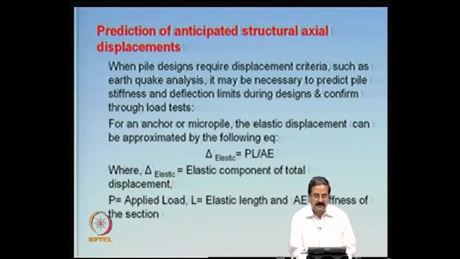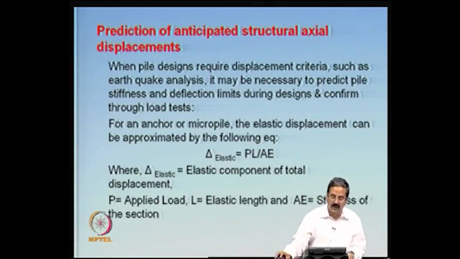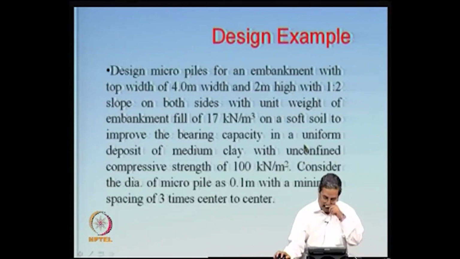Sometimes, when you are trying to design for earthquake conditions, it is necessary to find out what deflection it can undergo. For a micropile, this is the displacement it can undergo, from the simple strength of materials formula where you have this expression. It is simple to calculate because we assume that the loads are within the elastic range.